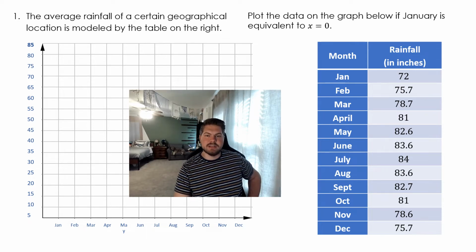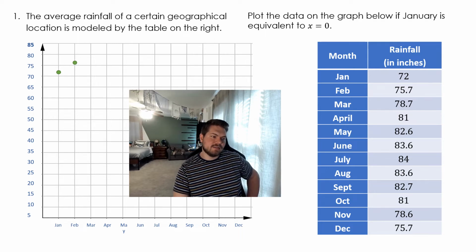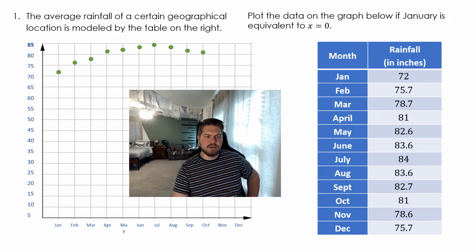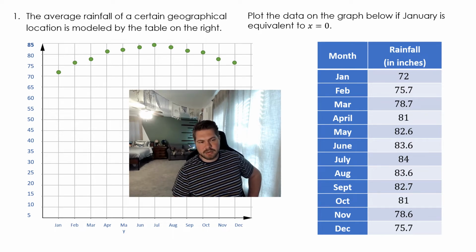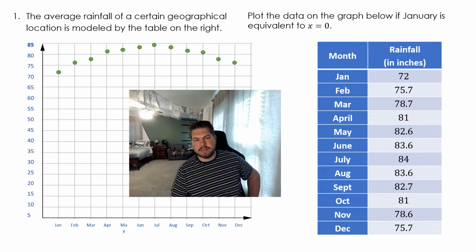So for January, 72, February, a little over 75, March, a little over 78, or kind of between 75 and 80 if you labeled it the way I did. 81, 82.6, 83.6, 84, that's going to be our peak. And then we're going to slowly work our way back down through the months. Feel free to pause and take a minute to graph your quadratic equation, or your points, I mean. But you can see that it's a quadratic equation. It's a very small one, but it's slowly going up and then working its way back down.